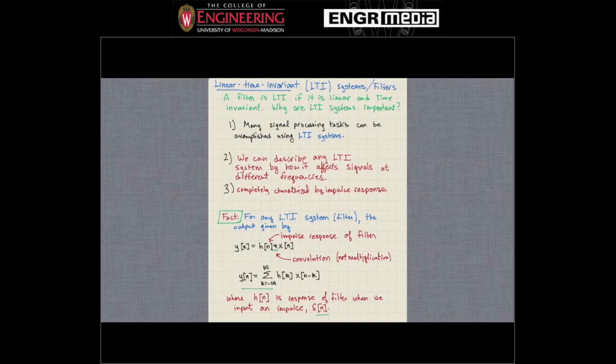So if we have the impulse response, we know everything about the filter. Let me just state this as fact: for any LTI system, the output can be calculated just by convolving the impulse response of the filter with the input. All we do is input an impulse into the filter, and that gives us h of n, and then we convolve that with x of n, the input signal. A longhand representation of what's actually going on is written right here. All right, so let's see an example of that.